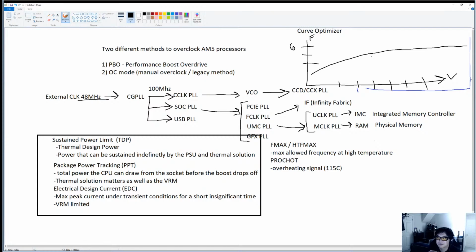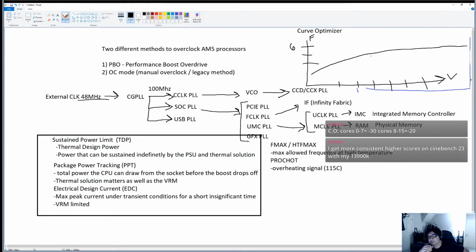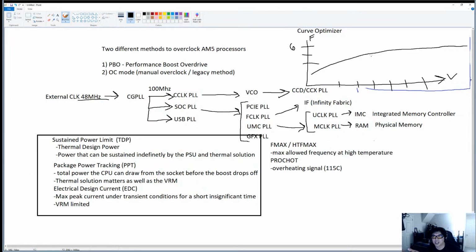You get more consistent higher scores on Cinebench with the 13900K. Yeah, and the reason is that the 13900K has all those extra E-cores. The E-cores do actually help when it comes to multi-thread, especially because they clock much higher than the Alder Lake ones. Not only do they clock much higher, but there's double the amount across the board. And CCD2 is always going to be slower than CCD1. Okay, yeah, that's what I remember hearing.